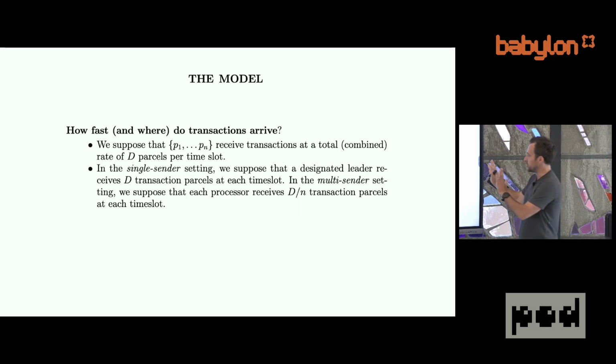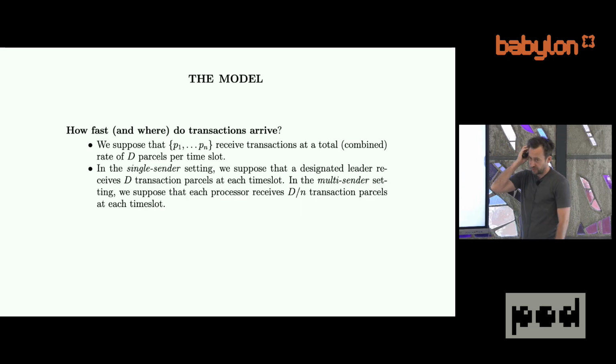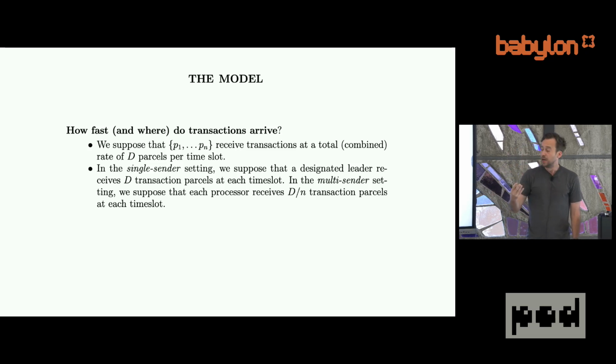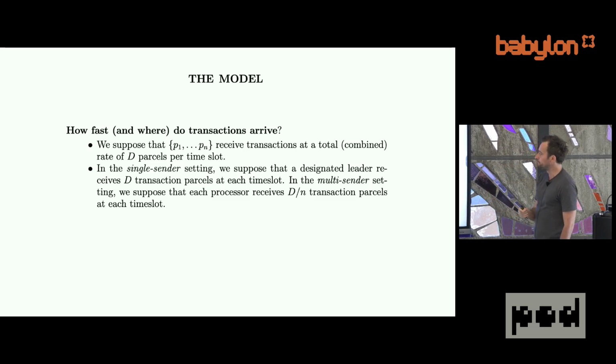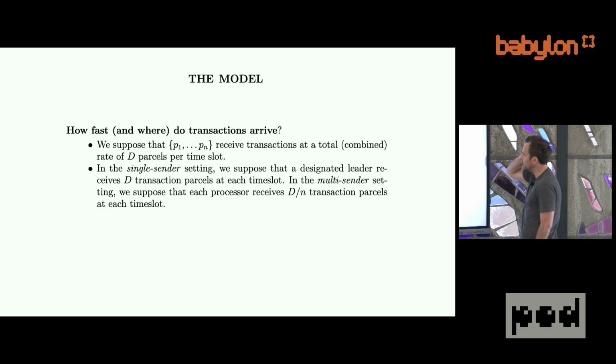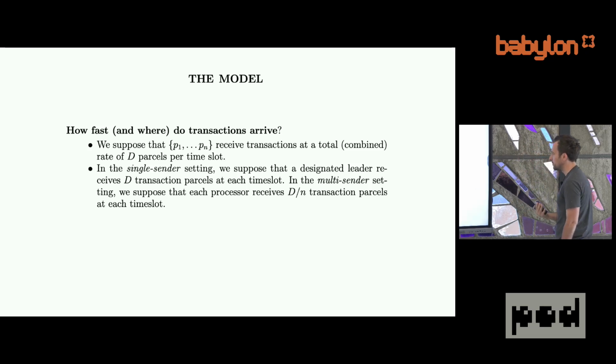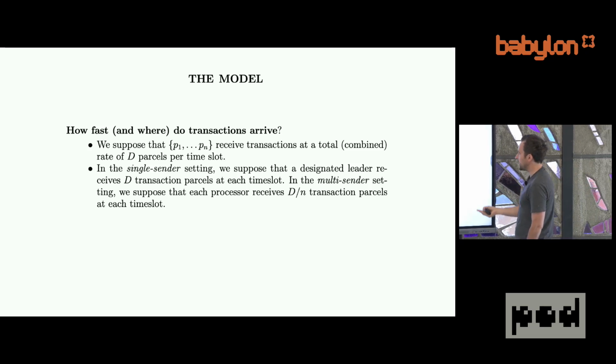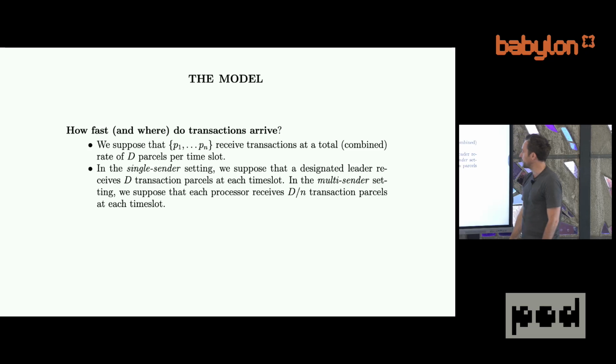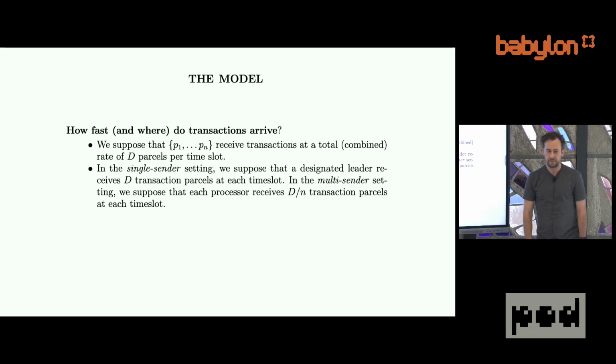So we have these two different settings. In the single sender setting, which we're using for analyzing standard protocols like PBFT, I suppose there's a designated leader that's receiving D transaction parcels at each time slot. In the multi-sender setting, we suppose that each processor receives D over N transaction parcels at each time slot.